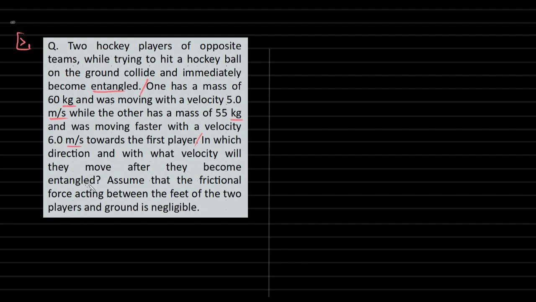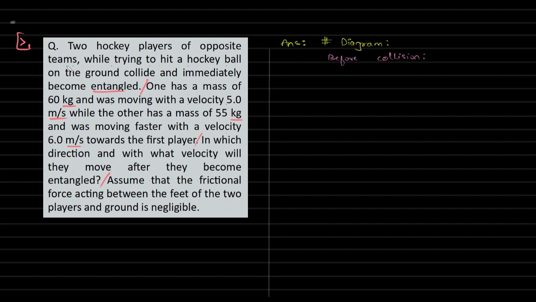they become entangled? Assume that the frictional force acting between the feet of the two players and the ground is negligible, so we can ignore that. So we are looking at, first thing is the diagram, only then we can discuss anything further. One thing is clear: we have to use the law of conservation of momentum. So here it is before the collision and after the collision. Quite simple, right? So we need to go with before collision and after collision.